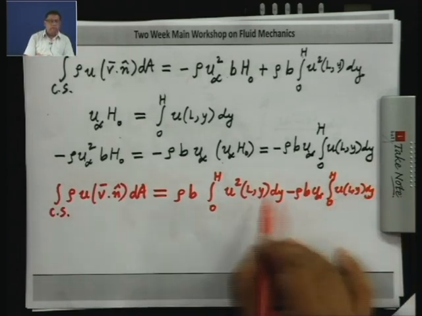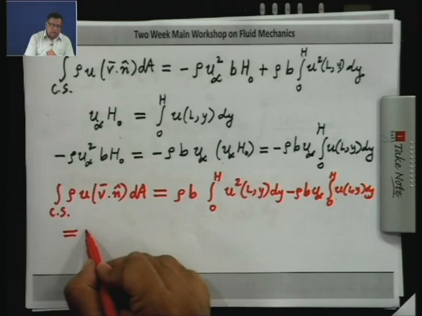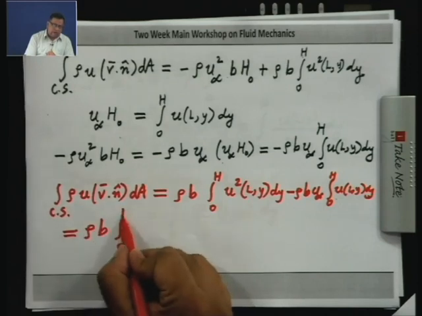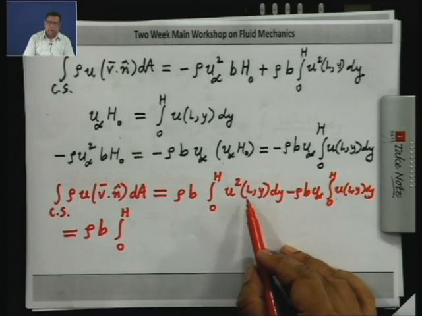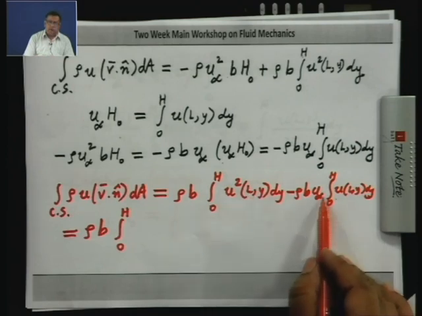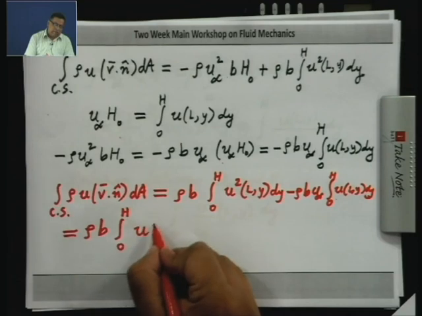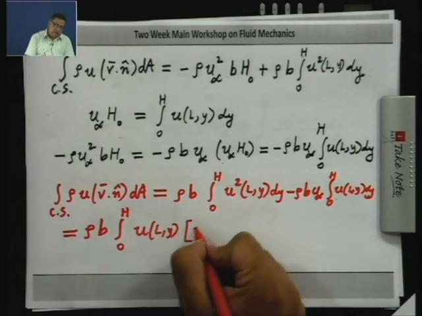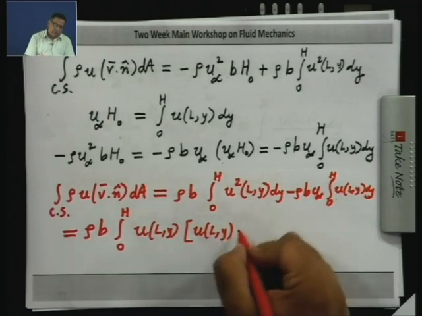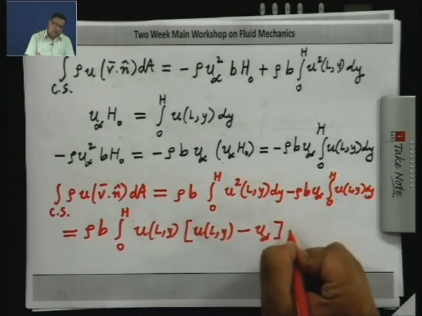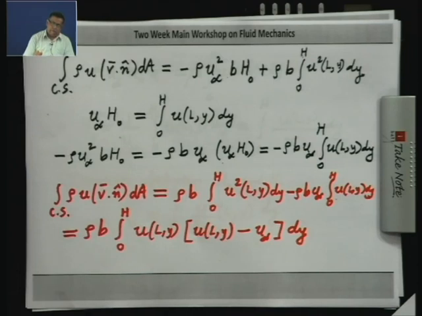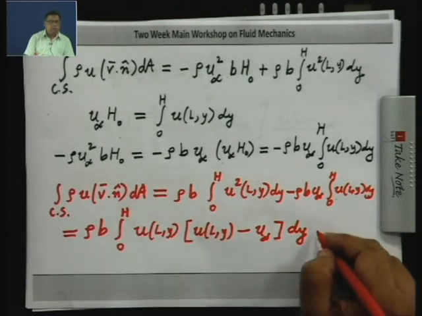So, we will club these two integrals together into one term and write it as rho b integral 0 to h, and then the function which we will integrate will be u square minus u infinity into u. So, that I can write as u of L y into u of L y minus u infinity dy. This quantity is sometimes referred to as the momentum defect.